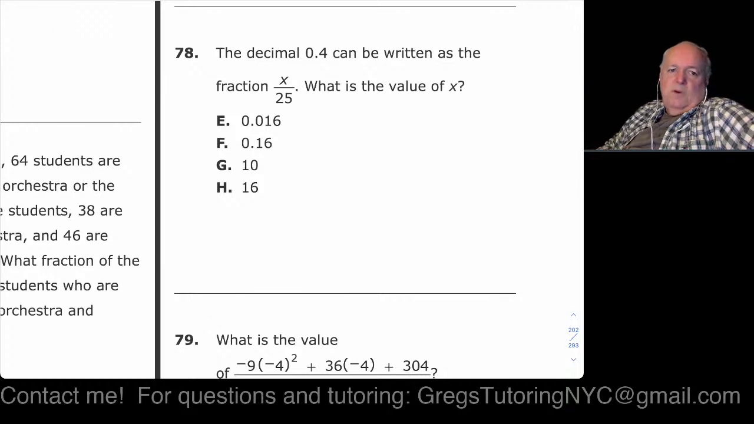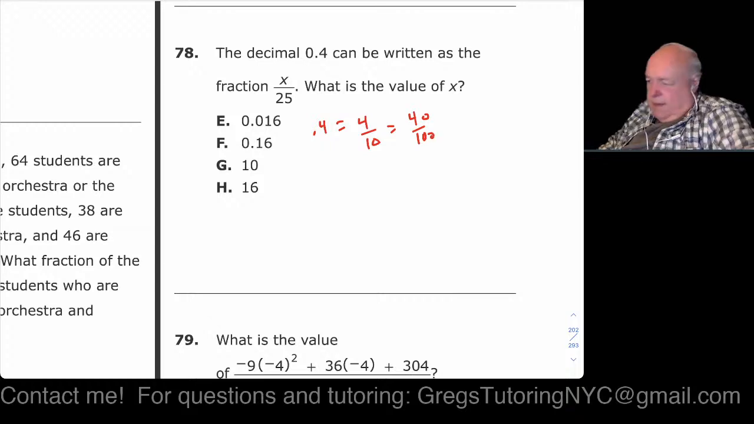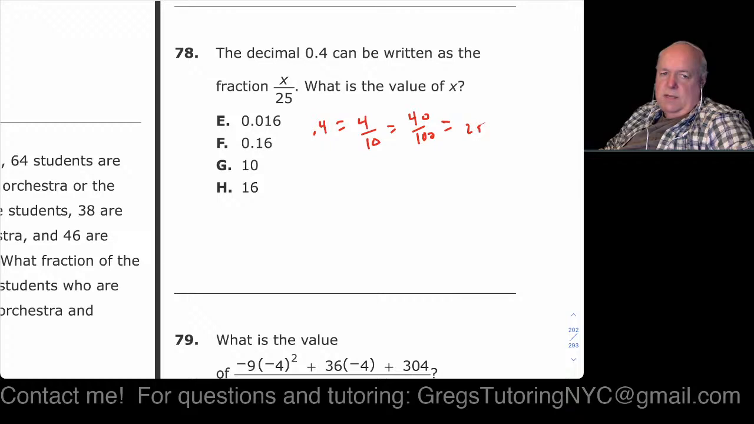So the decimal 0.4 can be written as the fraction x over 25. So this one's kind of a no-brainer as well. 0.4 is the same as 4/10. Okay, and that's the same as 40 100ths. And they're asking how many 25ths that could end up being. Well, if we divide the bottom by 25, we get 4, so it ends up being 10 25ths.